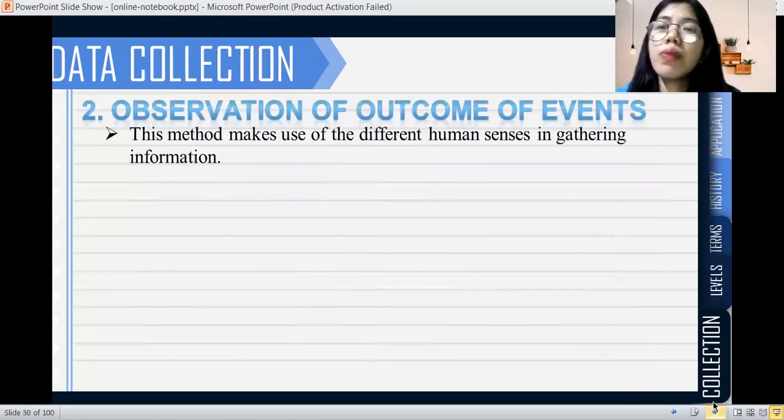Then we also have observation of outcome of events. This method makes use of the different human senses in gathering information.